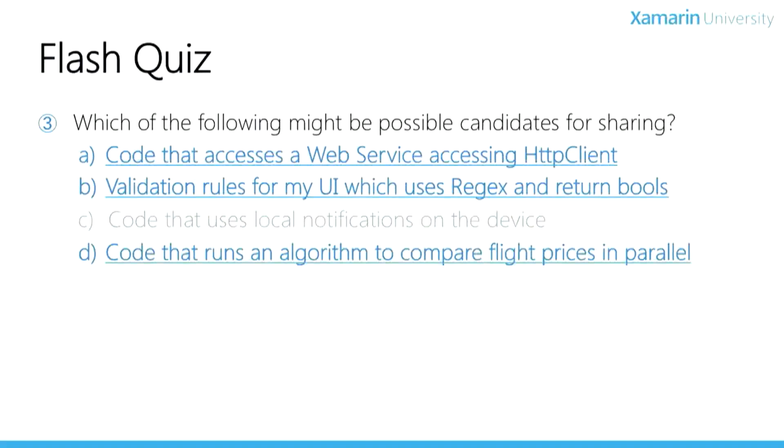Code that accesses a web service using HTTP client can certainly be shared. Validation rules from a UI which use regex and return bool can also be shared. And code that runs an algorithm to compare flight prices in parallel could be shared as well. However, C isn't an option because local notifications are often handled differently on different platforms.